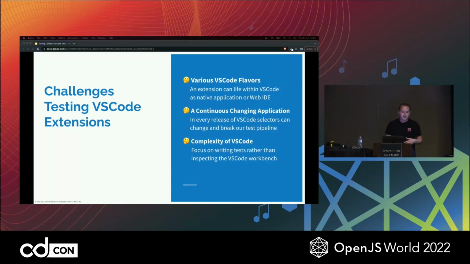Then there's the fact that VS Code is continuously changing. Every time a new release is made of VS Code, some selectors within VS Code can change and can totally break your test. And additionally, you want to be able to not only test on the latest stable, but you want to look ahead and test on the Insiders, which is the upcoming version of VS Code, or be able to test any previous versions of VS Code. So you need to build something that allows you to do this and is flexible enough to test on multiple versions. And lastly, VS Code is complex. So I don't want anyone who's building an extension to need to know a lot about the workbench and all the elements within it to be able to write the test for it.